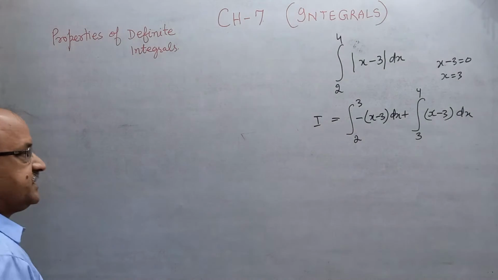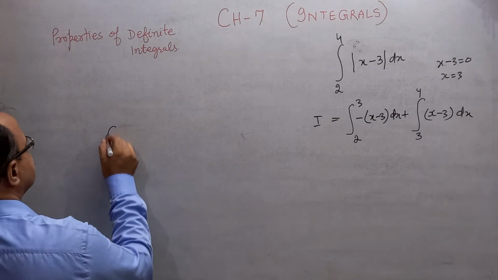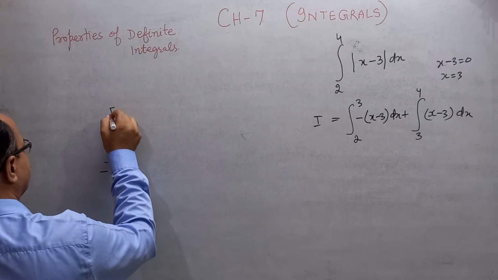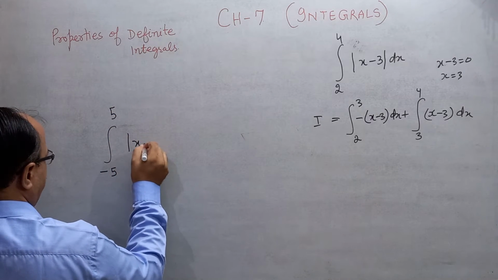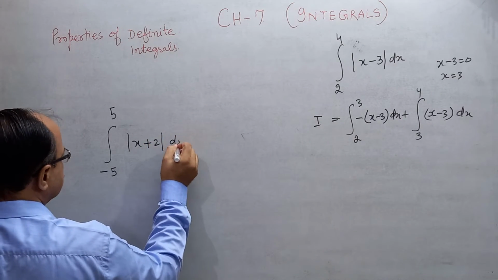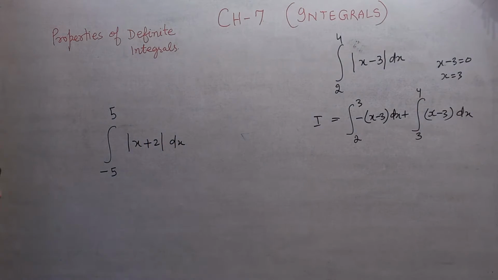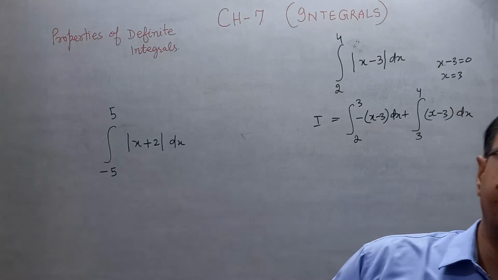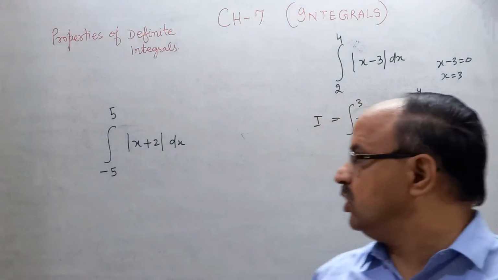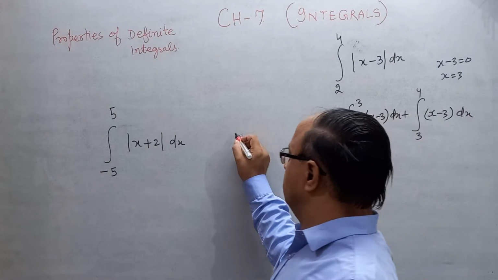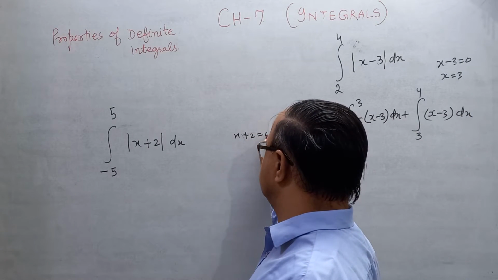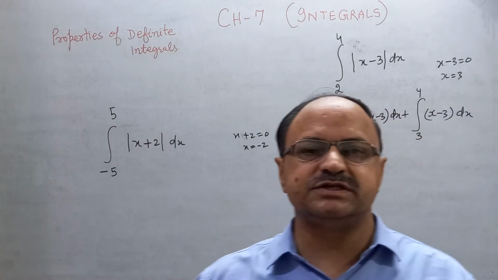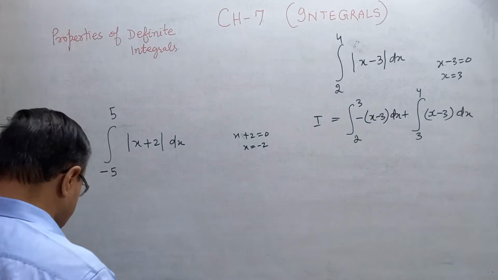Now we take another example of modulus function. Integration minus 5 to 5, mod of x plus 2 dx. Can you tell me the turning point of the modulus function? Put x plus 2 is equal to 0. When you put x plus 2 is equal to 0, then x is equal to minus 2. It means minus 2 is the turning point.